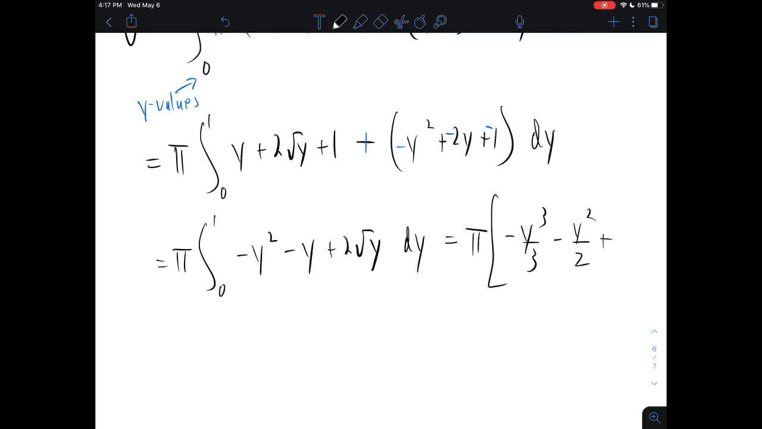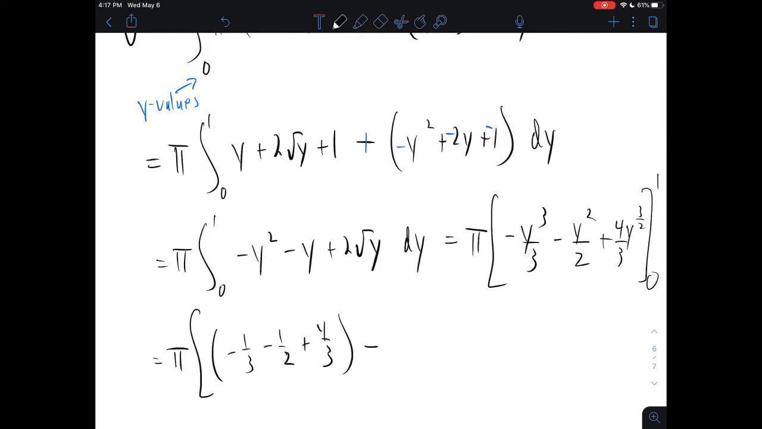So then the antiderivative would be y to the 3/2. And then I have to take the number 2 that was there as a constant, multiply it by the reciprocal of 3/2. So that gives me 4 over 3. And then I need to just plug in 1 first and then 0. So plugging in 1, I get negative 1/3 minus 1/2 plus 4/3. And then plugging in 0, I just get 0 minus 0 plus 0.